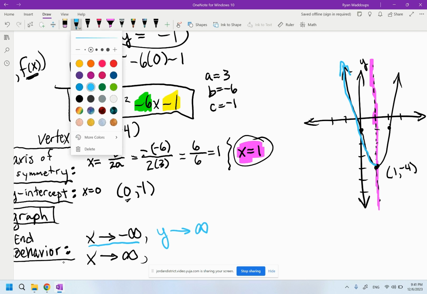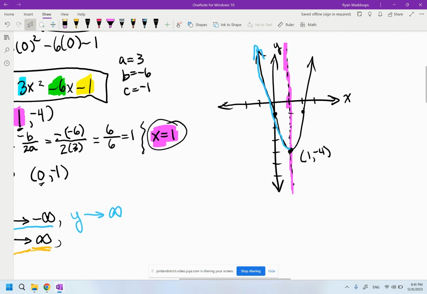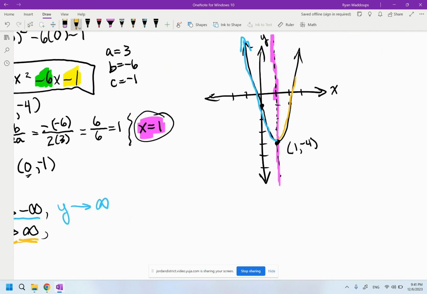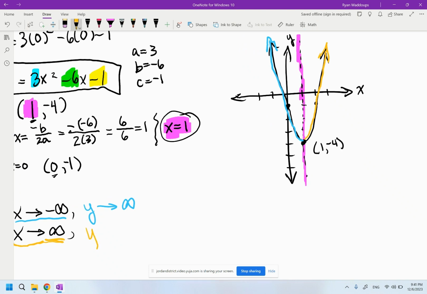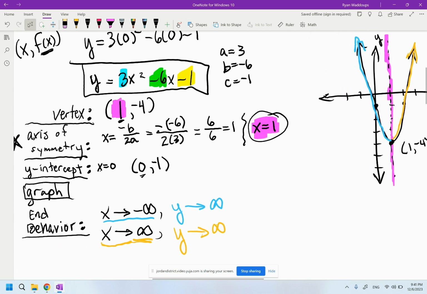And let's use orange. So what happens as x goes to the right? As we're going off here to the right, it looks like y is also going up. So I would just say y goes to positive infinity because it's going up. And that's what this graph looks like. Practice. You got this.